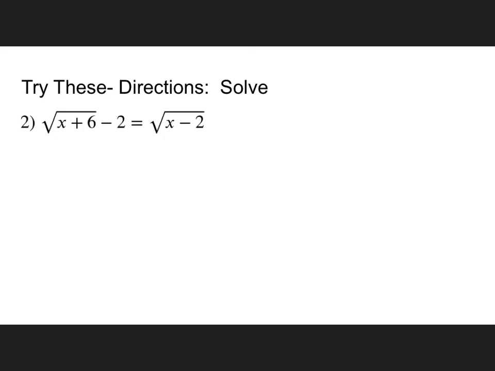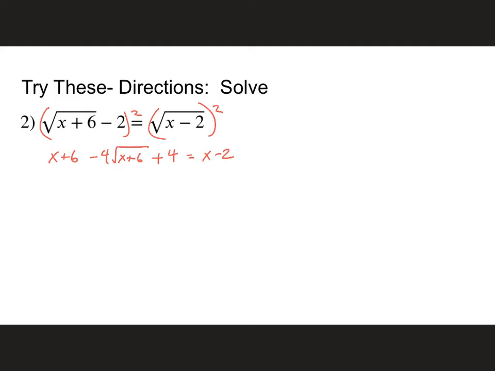Number 2, the square root of x plus 6 minus 2 equals the square root of x minus 2. Same idea. Square both sides. I'm going to skip that work here for you. I'm going to get x plus 6. In this case, when I FOIL it, I will get -4 square roots of x plus 6. Check your math. Make sure you get that. Plus 4 equals, that square and square root cancel out. Gives me x minus 2.